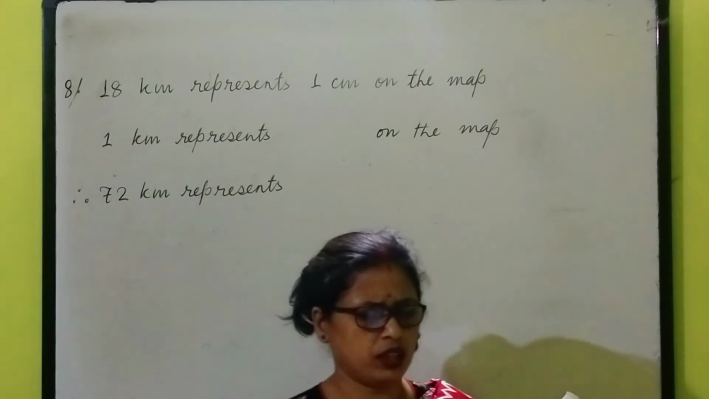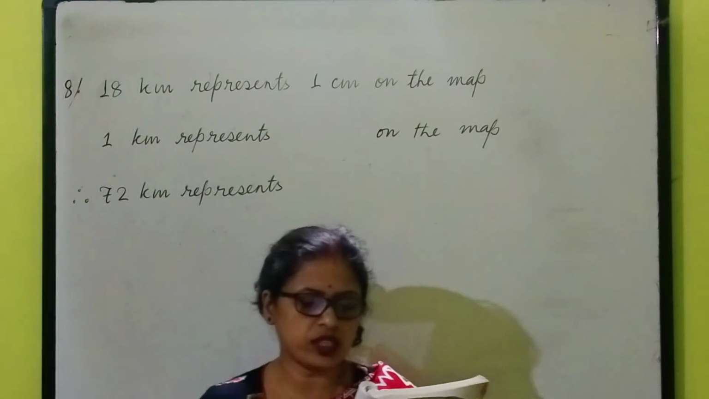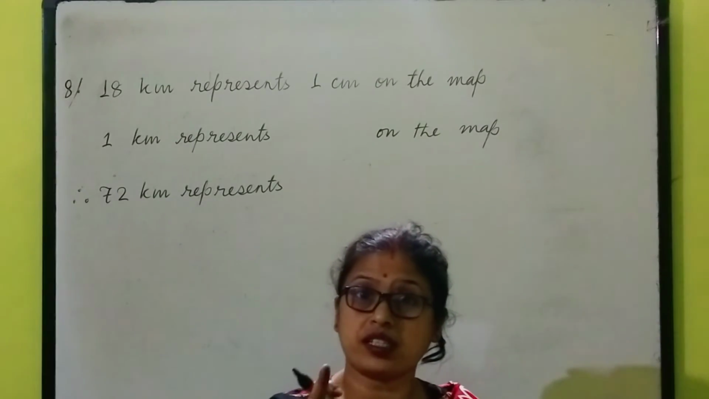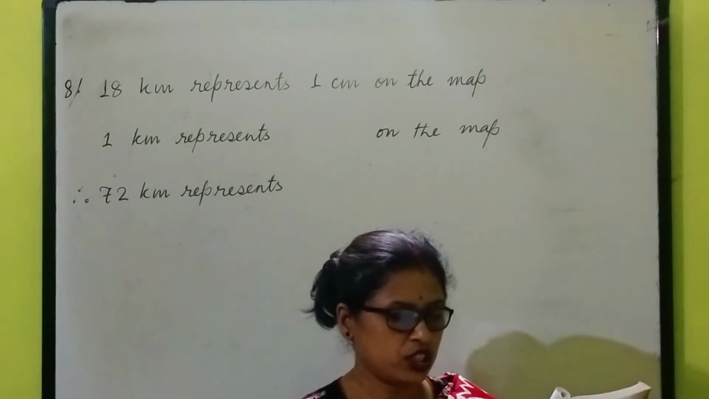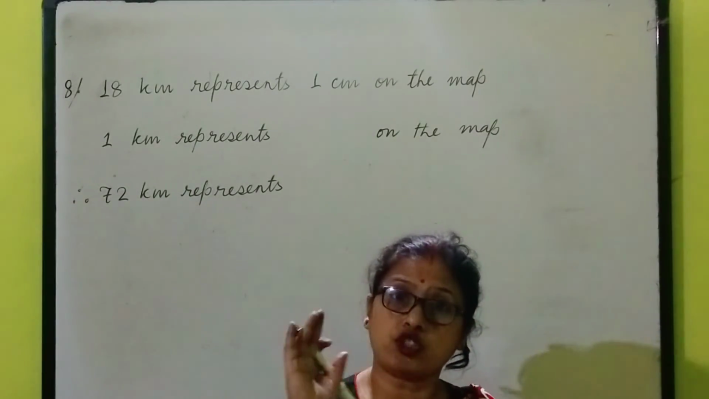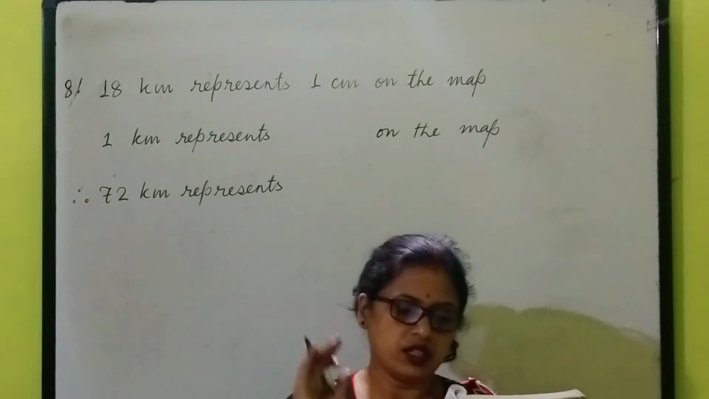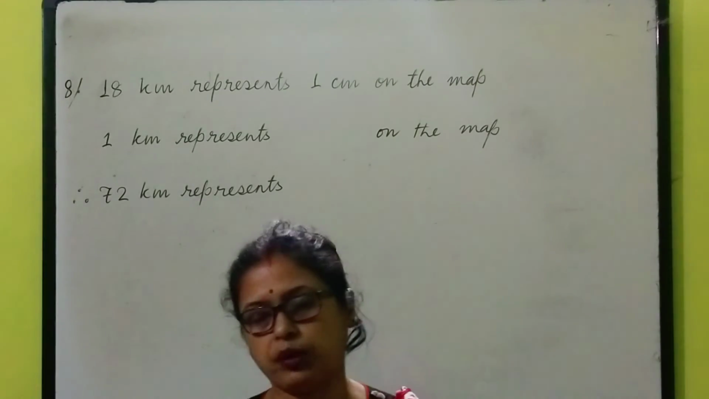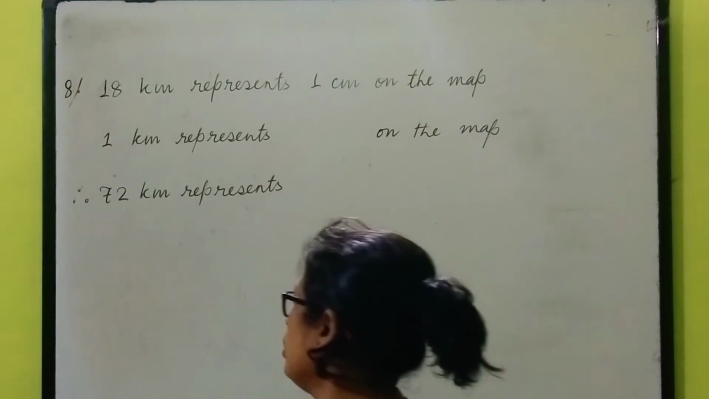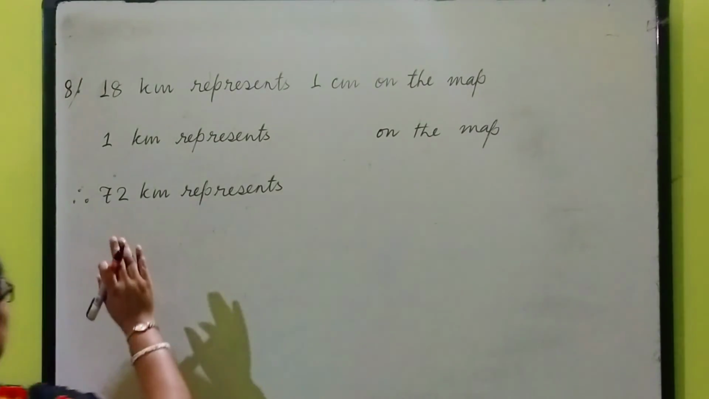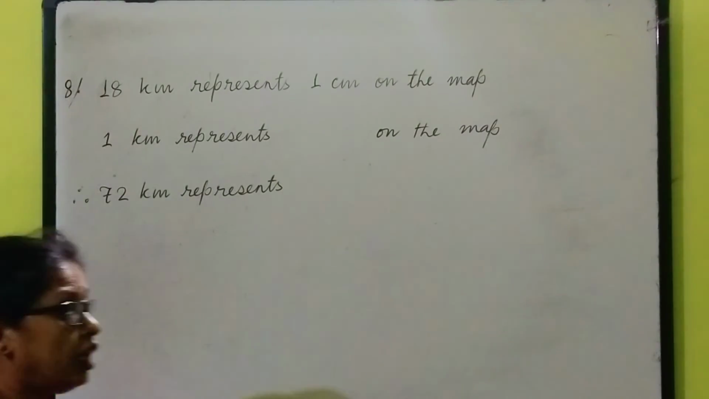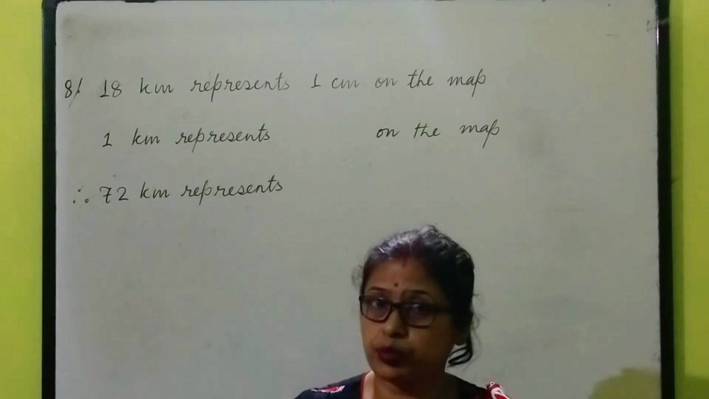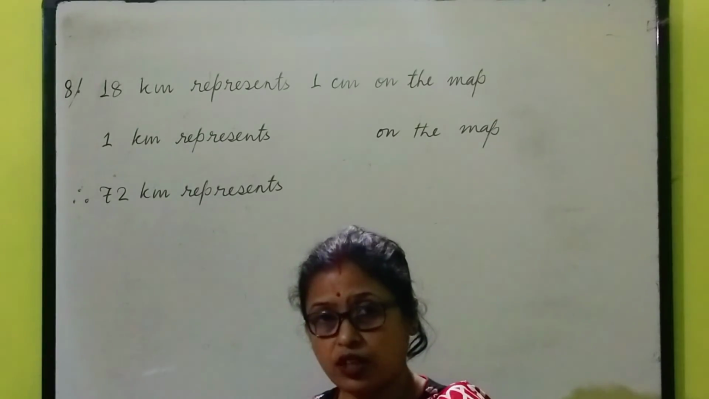So here also same thing. Rashmi has a road map with a scale of 1 centimeter representing 18 km. She drives on a road for 72 km. Rashmi drives 72 km. You have to find out the distance covered in the map. Distance covered in the map. Now see 18 km. So you have to find out the distance covered in the map. So map distance you have to write afterwards.